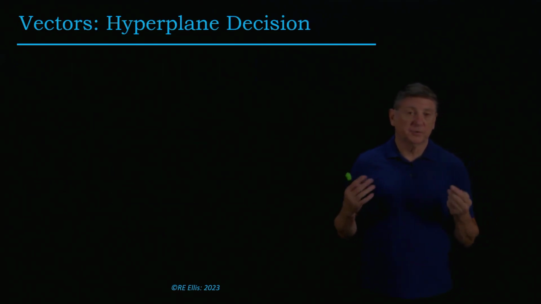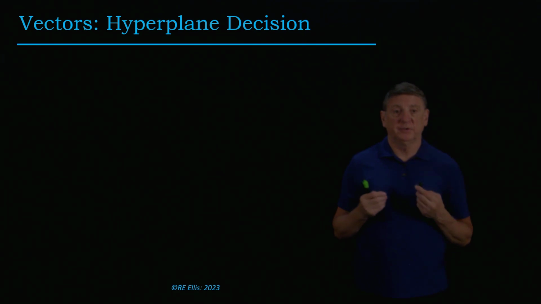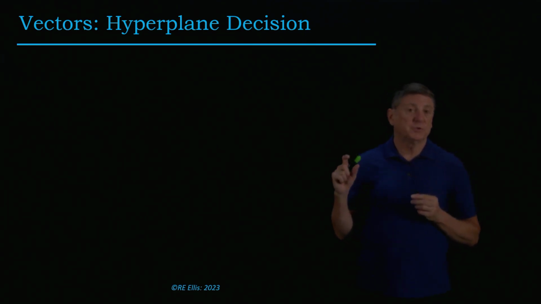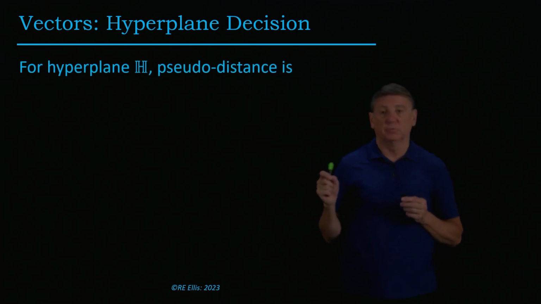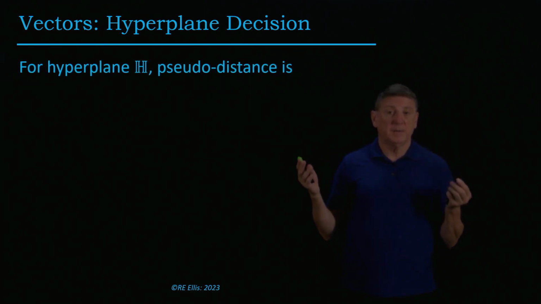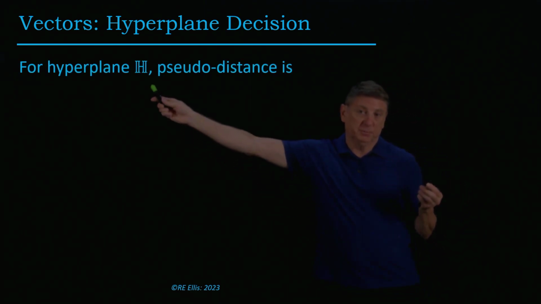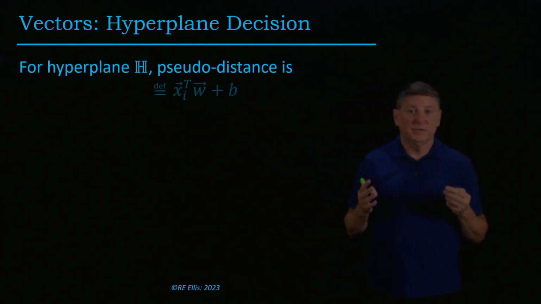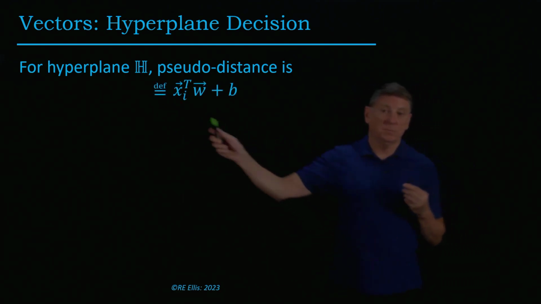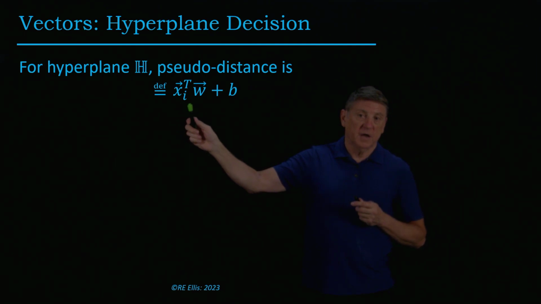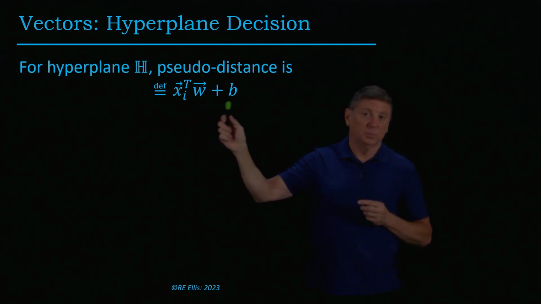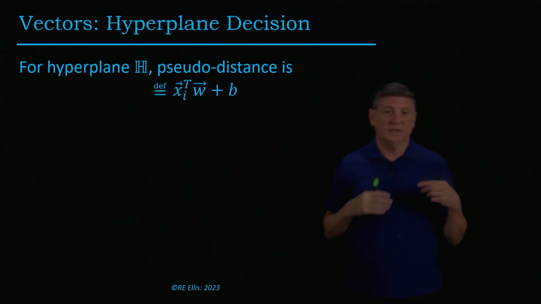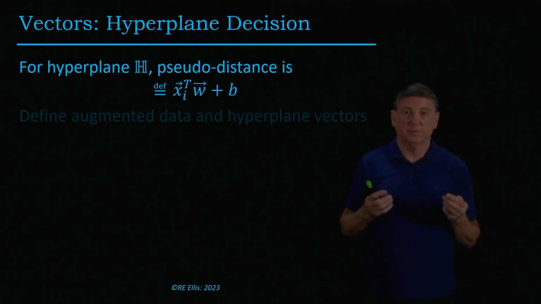So for vectors, we'll think normally data are given to us as observations. Here I'm just going to refer to them as vectors because that's often the way that neural networks will refer to them. So for a given hyperplane, which we're denoting by this block H, the pseudo distance is just the dot product of our data vector and the hyperplane normal plus the offset, the scalar offset for the hyperplane.